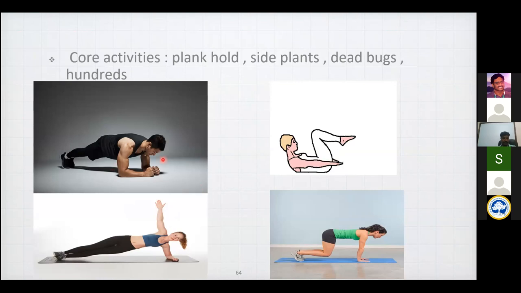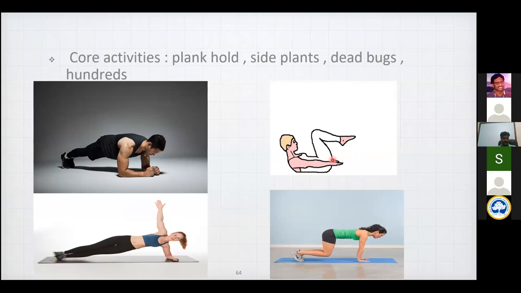This is a plank hold. This is side plank hold where your obliques and core are working. This full core is working. Your shoulder protractors are working. This is a bear plank hold. Again, working a lot on your core and your quadriceps. Here your core is working a lot.